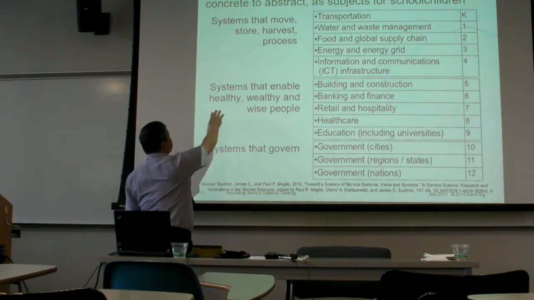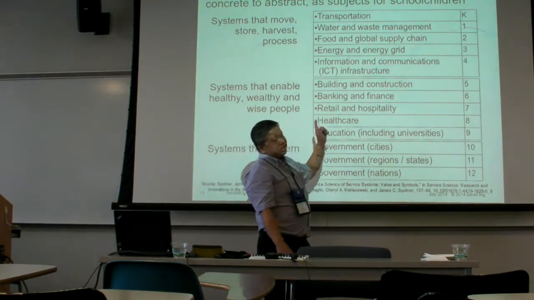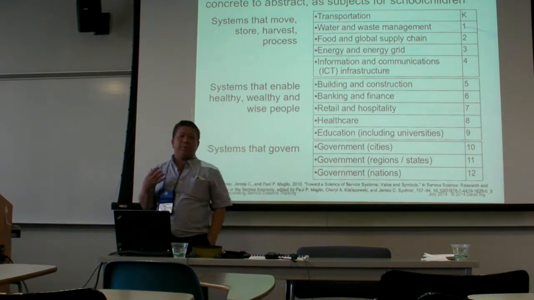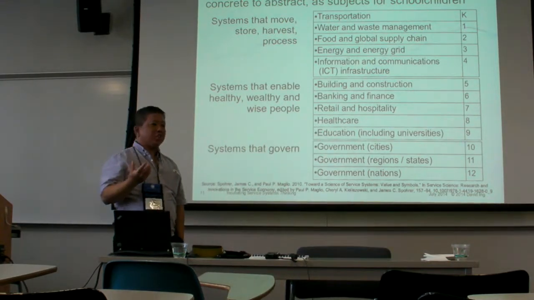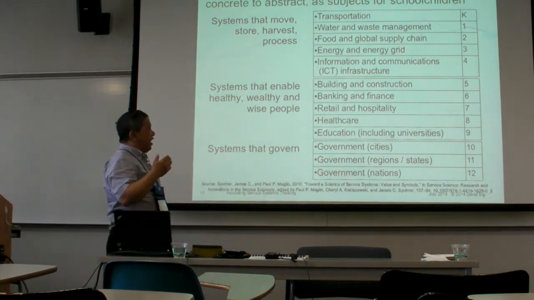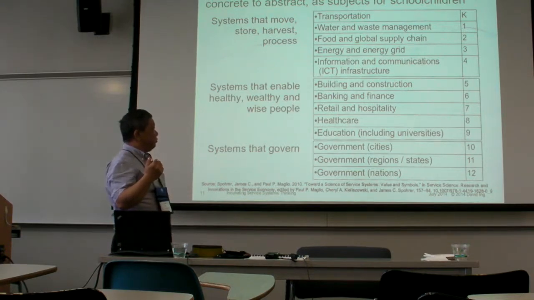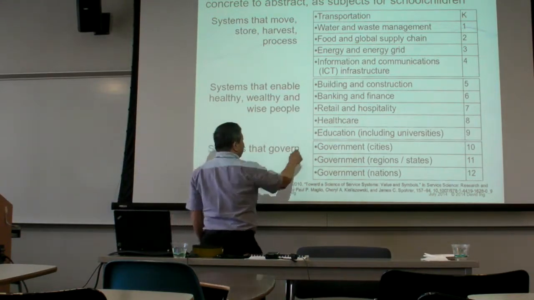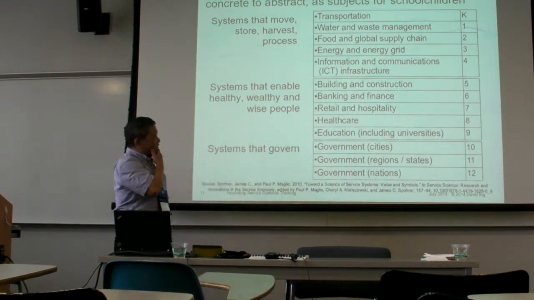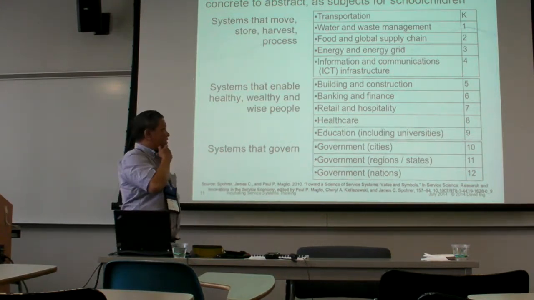Then we talk about systems that enable healthy, wealthy, and wise people. Building and construction is a big service industry, but people don't think about building construction as such. Banking and finance, people do think about, and retail and hospitality. Healthcare, of course, is a big and pretty complicated service system. And then in grade 9 he says education. These students have now been in school for a long time, and at that point you kind of tell them why they're there.